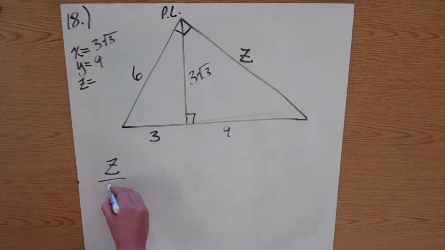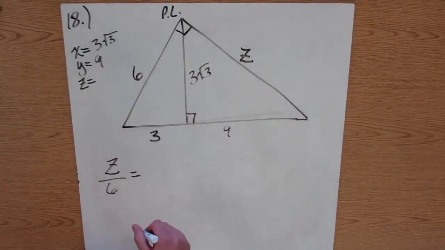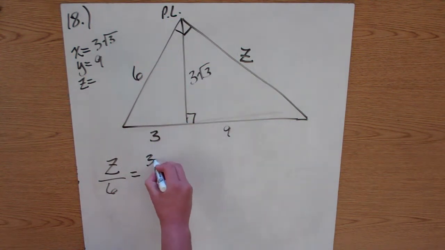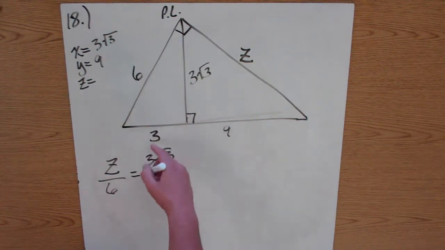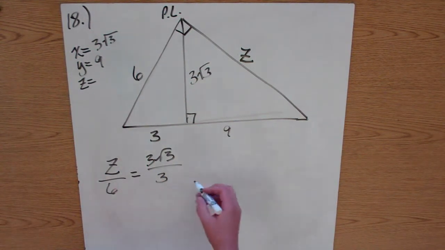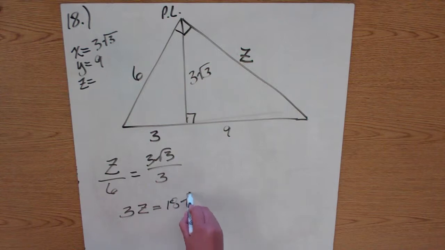So z over 6, because it's long side over short side, equals, and then let's go to the small one here, long side, 3 square root of 3, over short side, which is 3. Okay? So now, cross multiply, 3z equals 18 times the square root of 3.